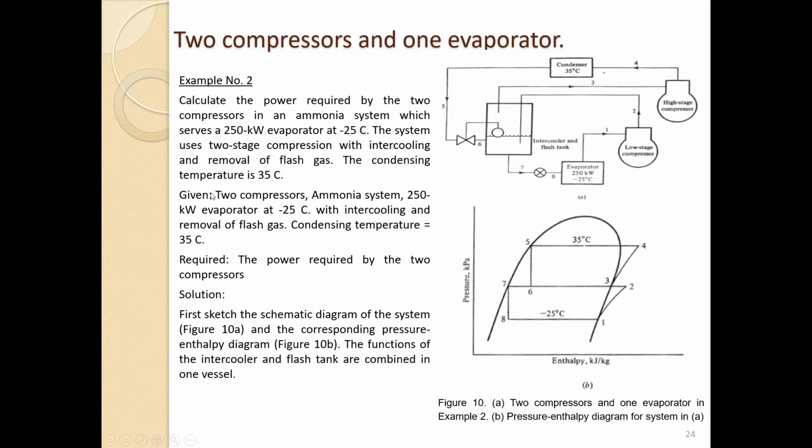So, given 2 compressors ammonia system 250 kilowatt evaporator at negative 25 C with intercooling and removal of flash gas. Condensing temperature is 35 C. Find the power required by the 2 compressors, yung total. Solution. First, sketch the schematic diagram of the system, figure 10A. Yan. So, kaya gagawa ka yan. And the corresponding pressure enthalpy diagram. The functions of the intercooler and flash tank are combined in one vessel.